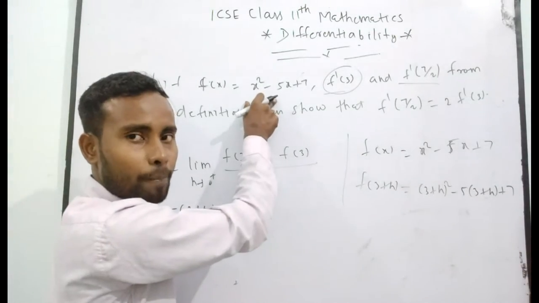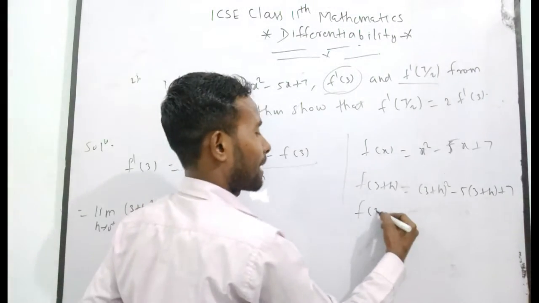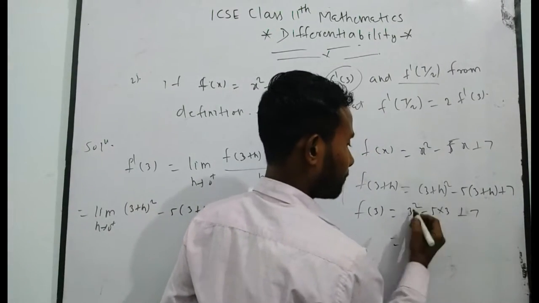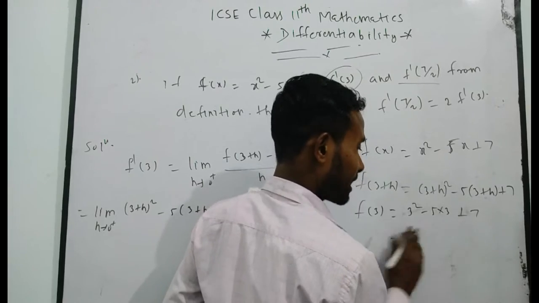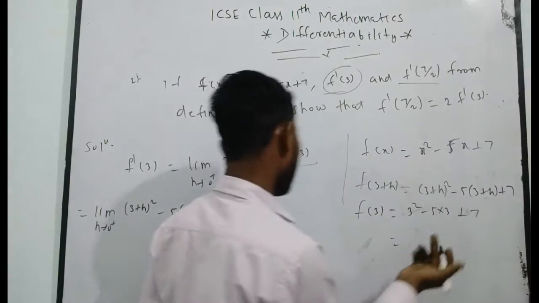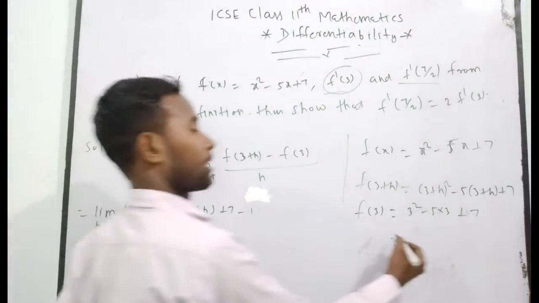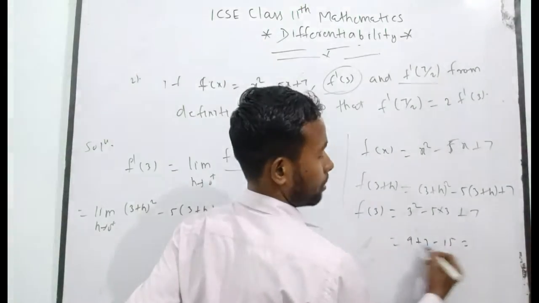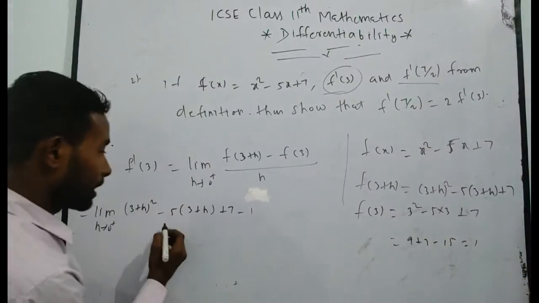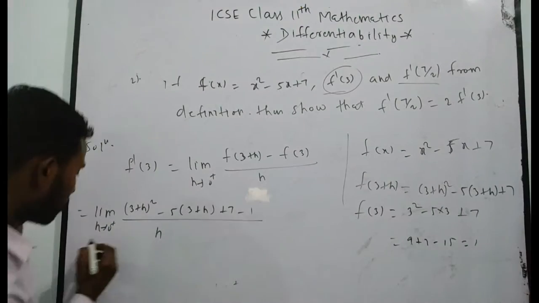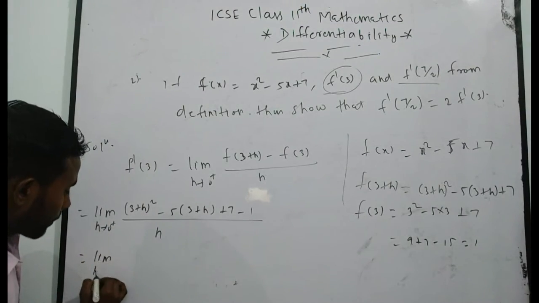Simply put the value of f(3), or you can also get it separately. f(3) will be 3 whole square minus 5 times 3 plus 7, which will be 9 plus 7 minus 15, that will be 1. It will be 1 divided by h. Now you have to expand it using the formula.